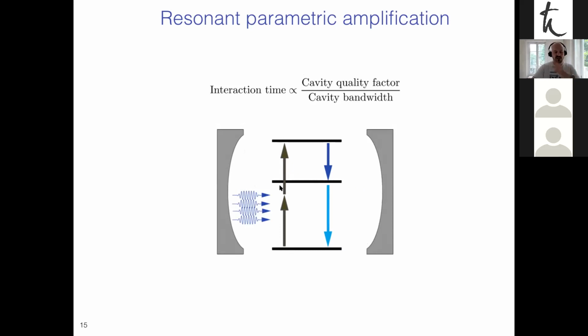Of course, this is a cartoon picture. Life is a bit more complicated, but this is really the idea. If you have an interaction time which is long enough, you can get a gain which is large enough. Of course, here there is a price to pay because you will have a limited bandwidth. You have a cavity, so you have a narrow band.